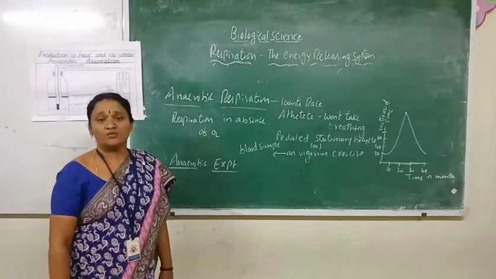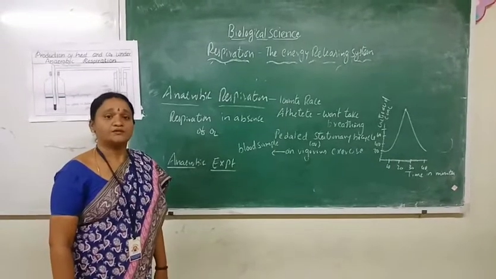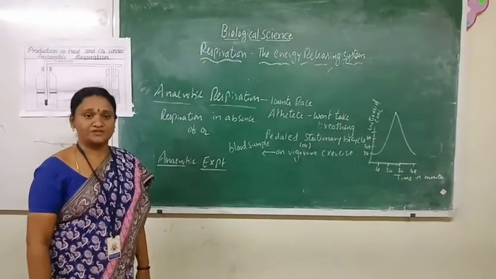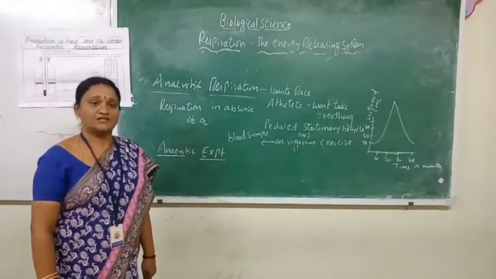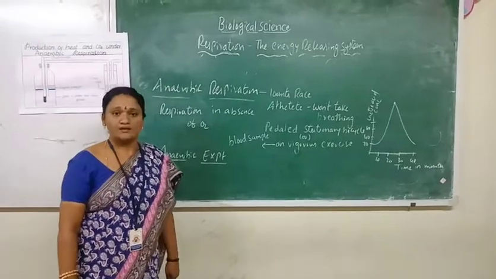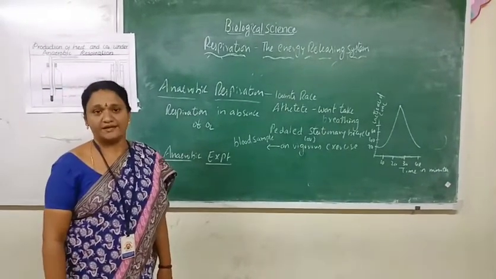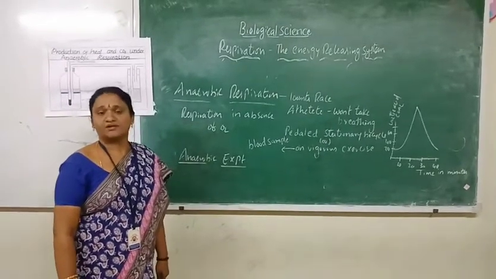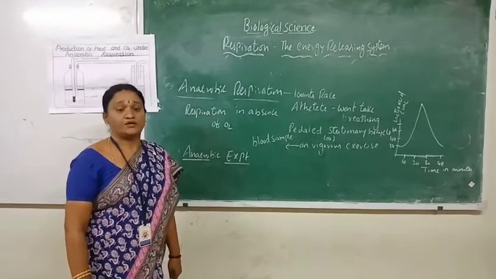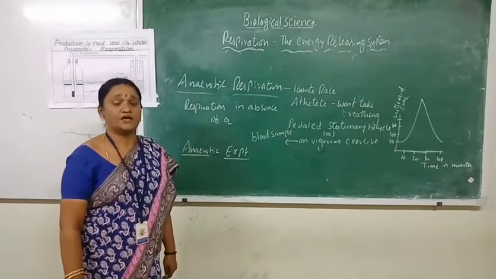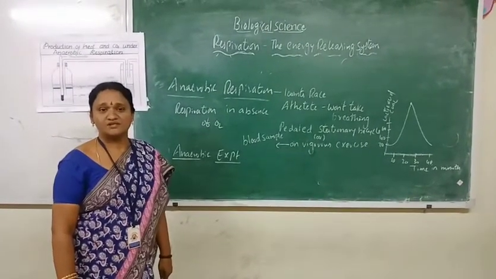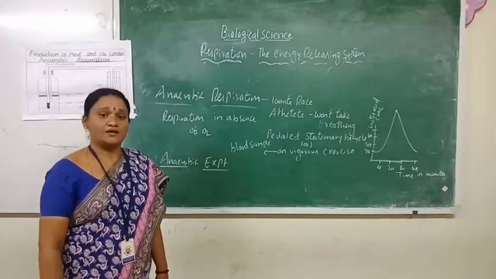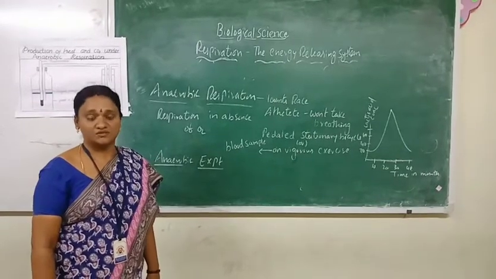Let's see in detail about anaerobic respiration now. If respiration occurs in the absence of oxygen, then we call it anaerobic respiration. During anaerobic respiration, a lesser amount of energy will be liberated and we observe the formation of lactic acid. Anaerobic respiration occurs in bacteria and also in our muscle cells. Whenever aerobic respiration fails to produce the energy, the muscle cells undergo anaerobic respiration, and along with energy, lactic acid accumulation occurs in the muscle cells.